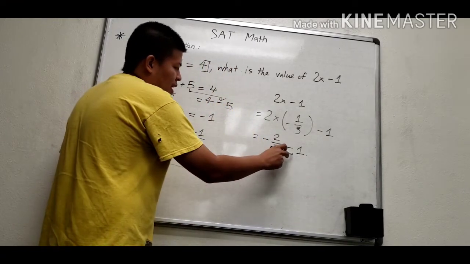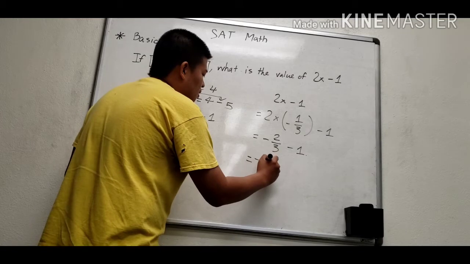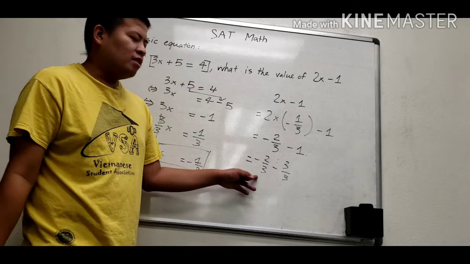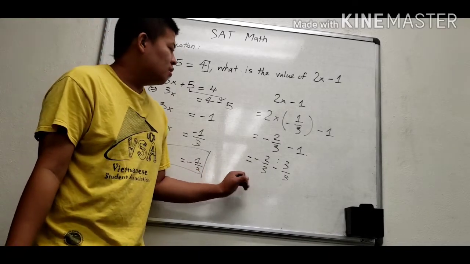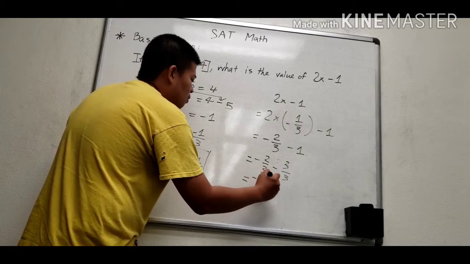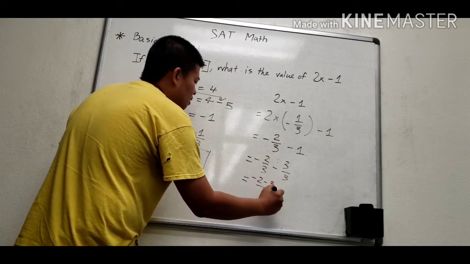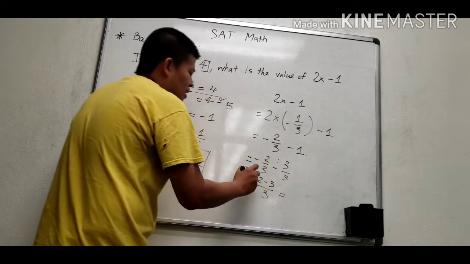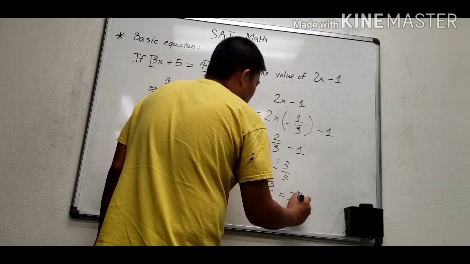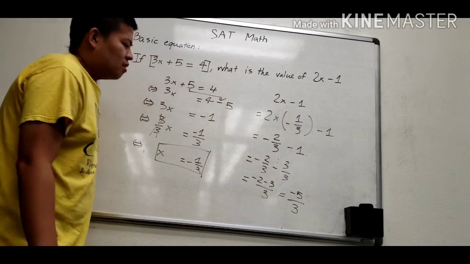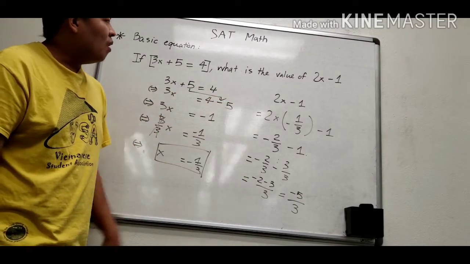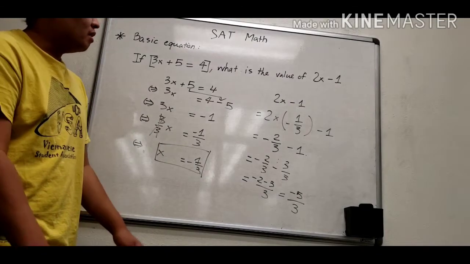We have minus 1, then we become 3 over 3, because we want to have the same common denominator so that we can subtract together. We have minus 2 minus 3 divided by 3. Minus 2 minus 3 becomes minus 5 divided by 3. So this is the end, because we just find the value of the function and we got minus 5 over 3.